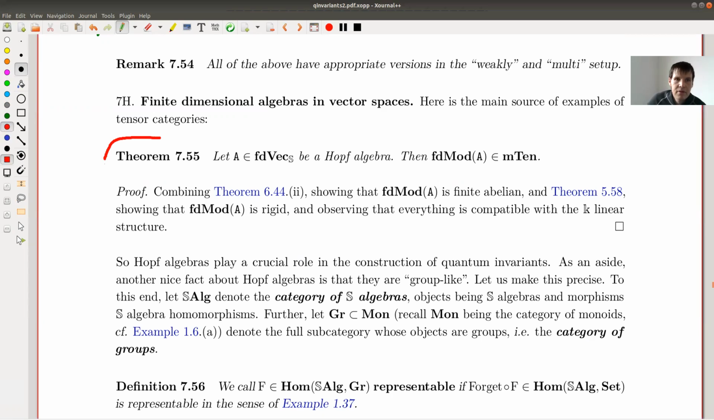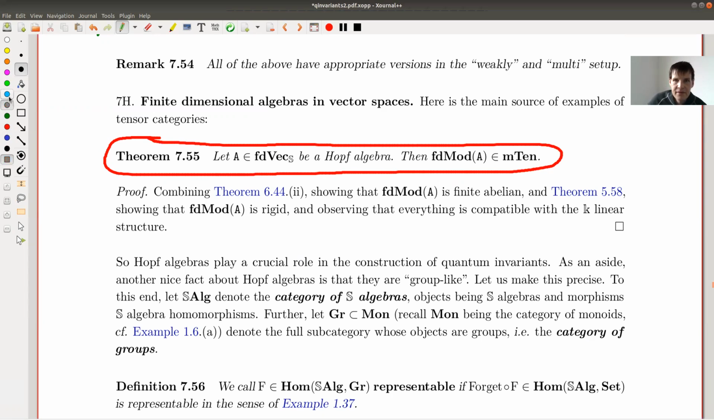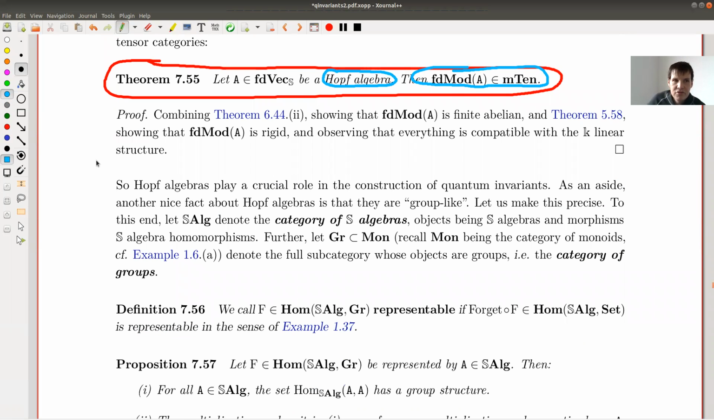Here's a way to do that. The main theorem: if you have a finite dimensional Hopf algebra, then finite dimensional modules operate as a tensor category. So Hopf algebra in the sense of Hopf algebras as we discussed before. Basically Hopf algebras give you all the structures you need. It gives you rigidity, it gives you a tensor product, whatever. So Hopf algebras play this crucial role in the construction of quantum invariants. That's why you always see them somewhere in the construction of quantum invariants.